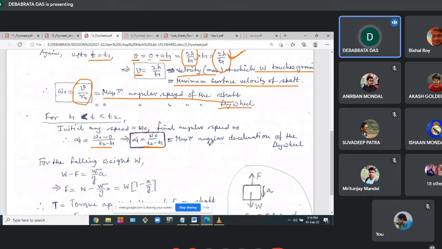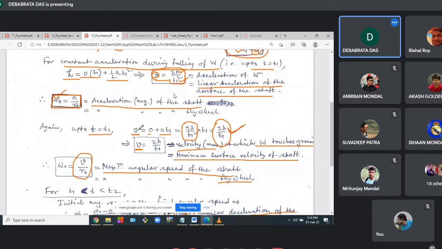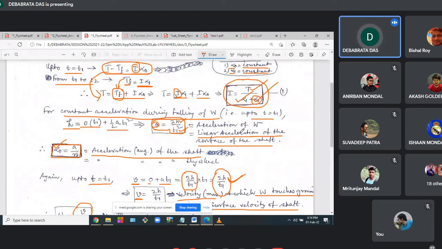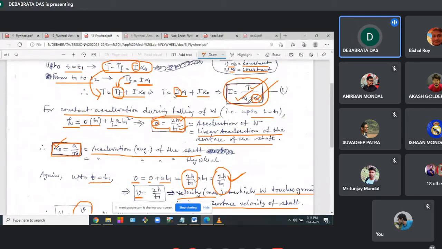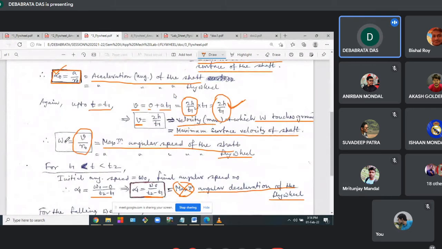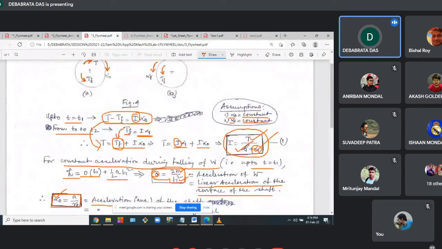Now you should not write maximum. You just remove this word. It is the angular deceleration, a constant. Angular deceleration of the flywheel. So alpha 1 is obtained. Alpha naught is A by R naught, and alpha 1 is V by R naught, where V is twice H by T1. So these two parameters are now known.